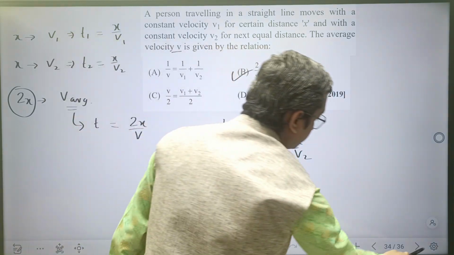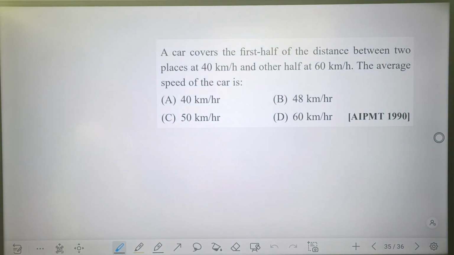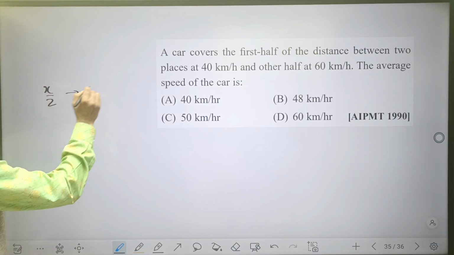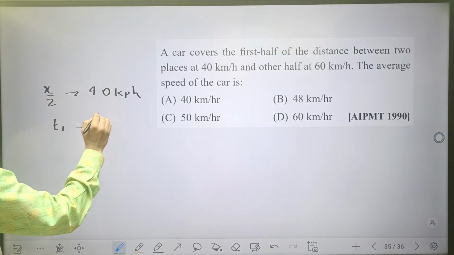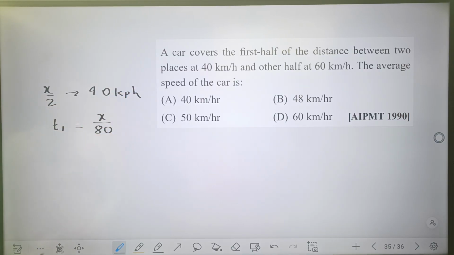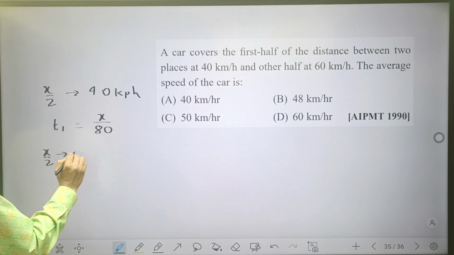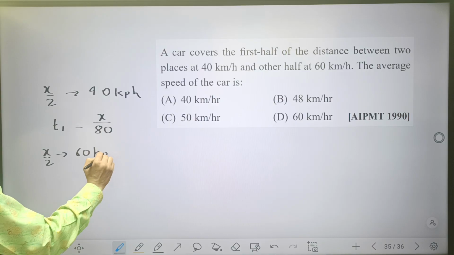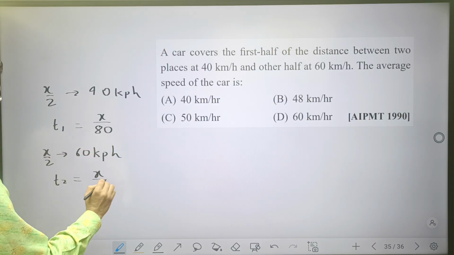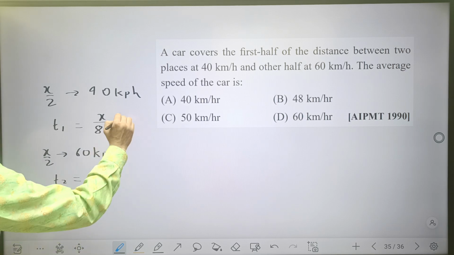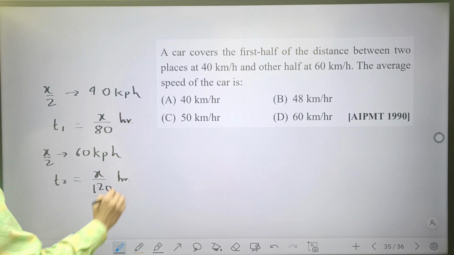So option B. Next, a car covers the first half of the distance between two places at 40 km per hour. Let us suppose the first half is x by 2, covered at 40 km per hour. So the time for covering this distance is distance by speed, that is x by 80. The other half, x by 2, at 60 km per hour, takes x by 120. This is in hours.